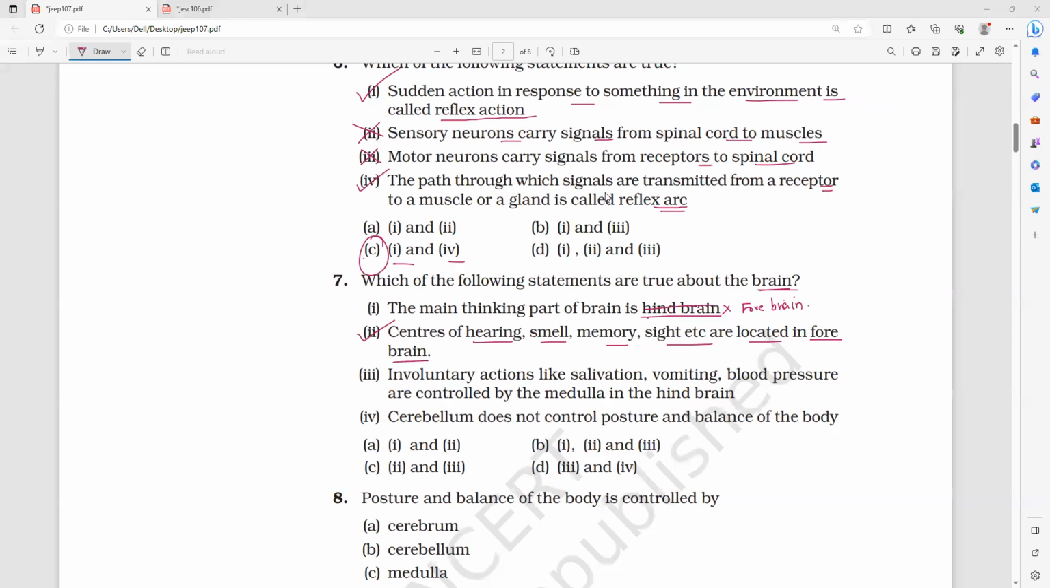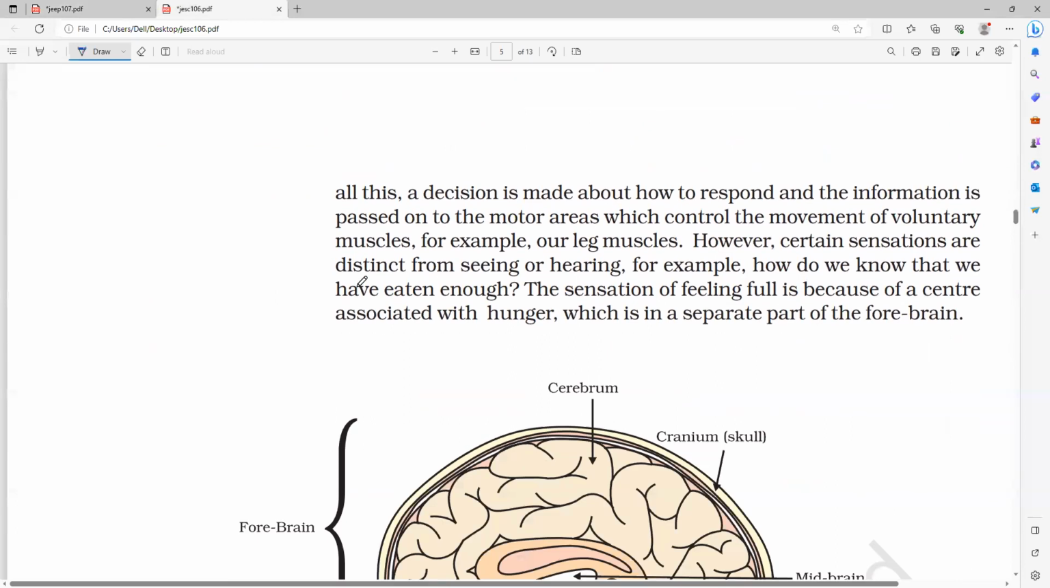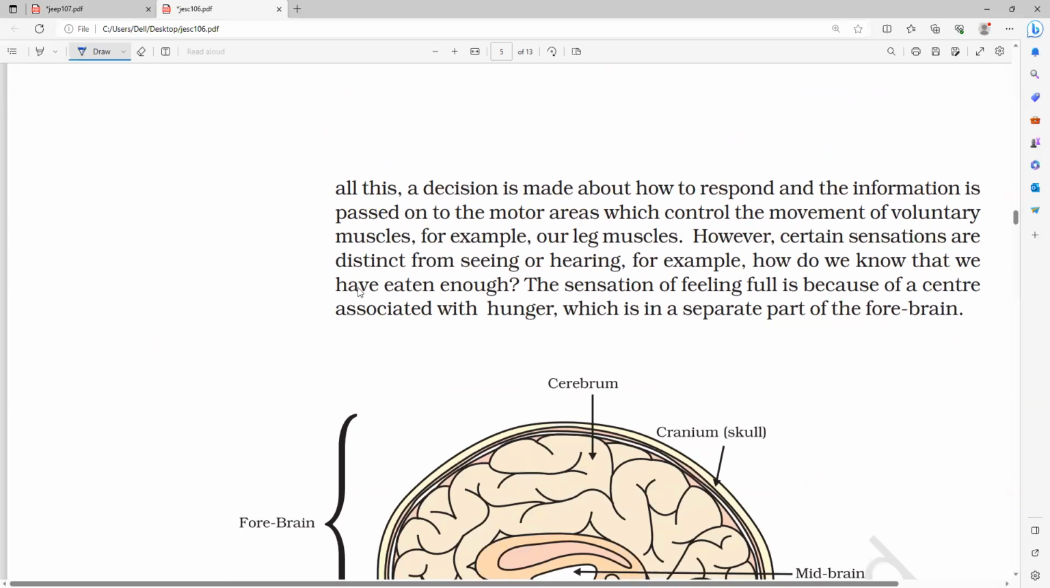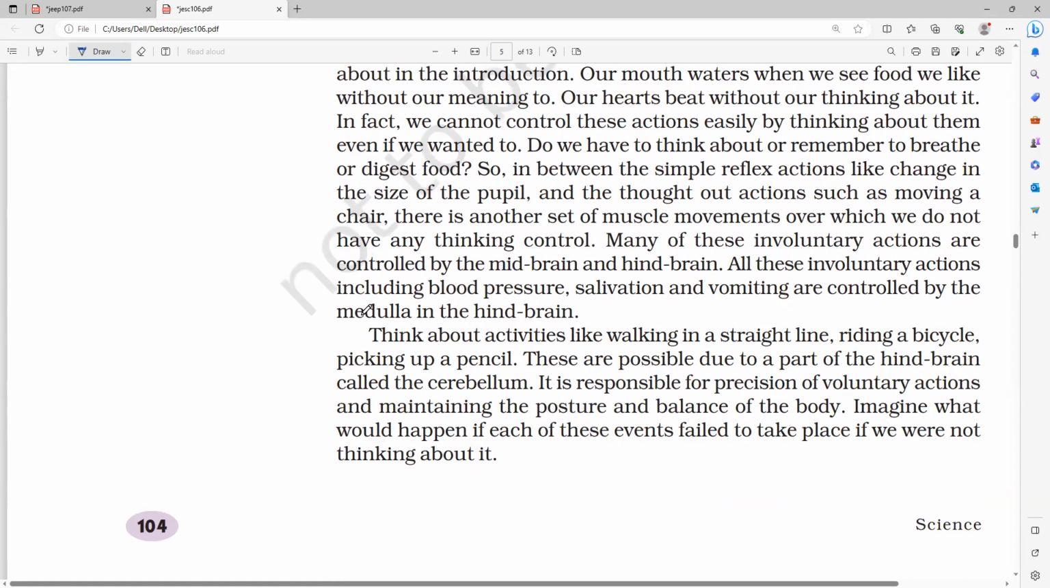Next. Correct. Involuntary actions like salivation, vomiting, blood pressure are controlled by the medulla in the hindbrain. Verified. So medulla in the hindbrain. Where is it? Here you can see that. So we are having a sensation. What is that? Vomitings and all, it is there somewhere. Yes. So here you will get it, I think. Which paragraph? Yes, sir. Right. Sir, last 3 lines. All these involuntary actions. Here.